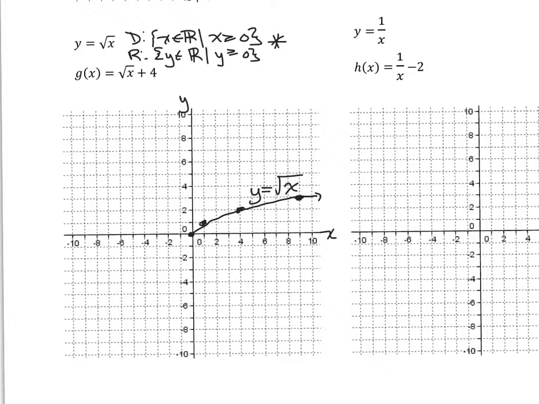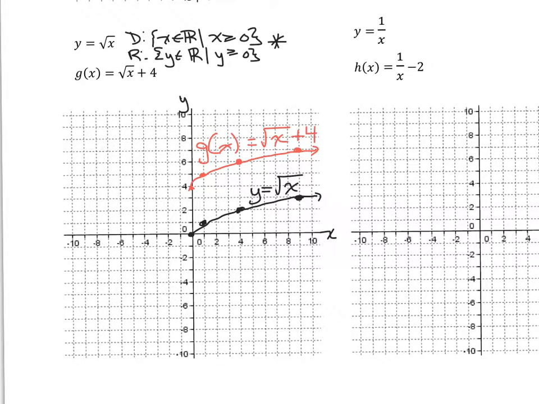So now I'm going to have function g of x is equal to the square root of x plus 4. Well, it's pretty easy to do. All I'm going to have to do is map all of these up 4. So that's 4, 2, so that's going to become 4, 6. And this one is 9 and 3, which is going to become 9 and 7. So this is now our g of x is equal to the square root of x plus 4.